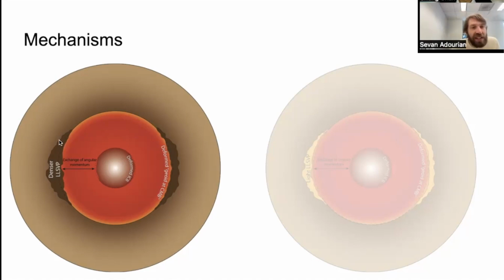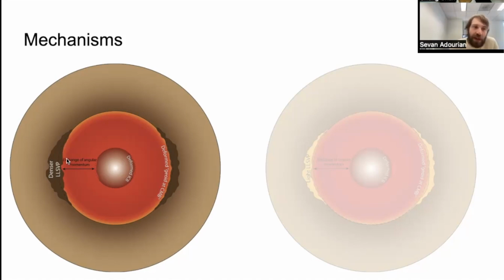So this is the case if the LSVPs are denser than average. And if it's the case, then they exert a force on the surface of the core mantle boundary and deform it, such that you have topography at the core mantle boundary, and having a topography at the core mantle boundary is something that has been observed and something that we've known.